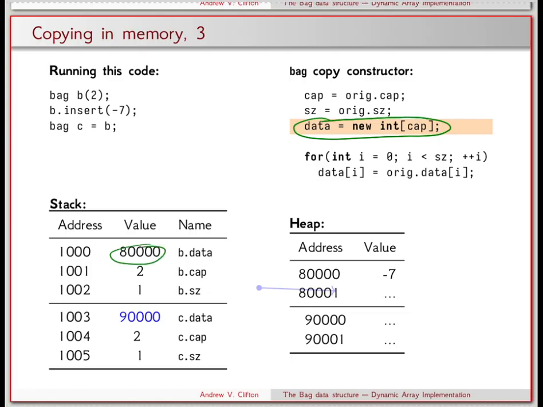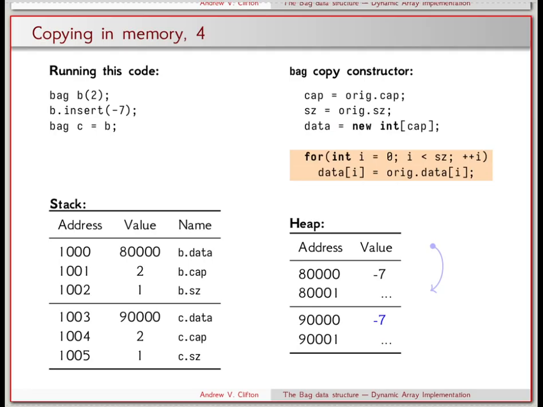But when we hit this line right here, we're not just going to copy this 80,000 down into there. That's the thing that we don't want to have happen. Again, I don't know why this arrow is messed up. Instead, we create our own separate array over here at a different address. So 90,000 belongs to C, 80,000 belongs to B. Pretend you didn't see this arrow. I'm not doing a very good job of hiding my mistakes.